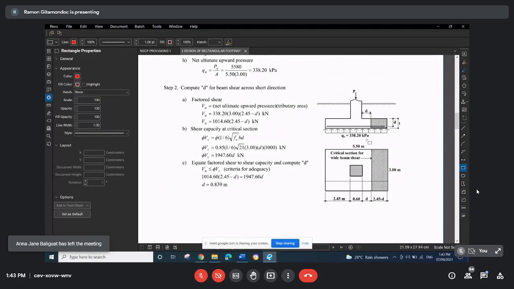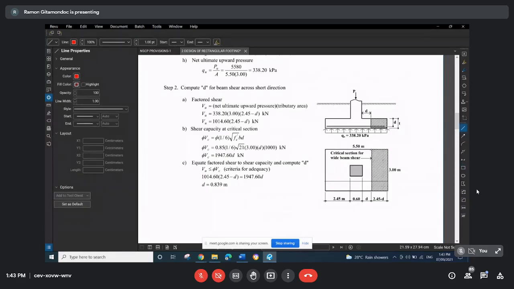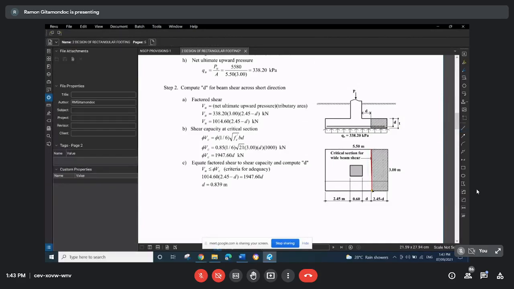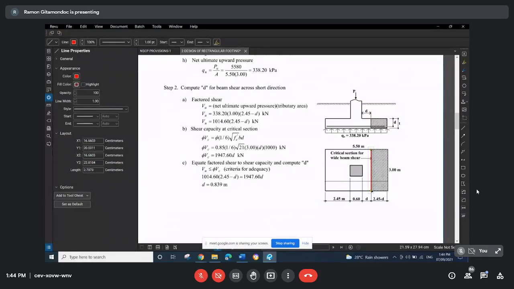Now for the rectangular footing, there are two possible critical sections for wide beam shear failure. We have the wide beam shear failure across the short dimension, located at a distance d from the face of the column. Try to highlight that one. That is your critical section for wide beam shear in the short direction, or parallel to the short side.